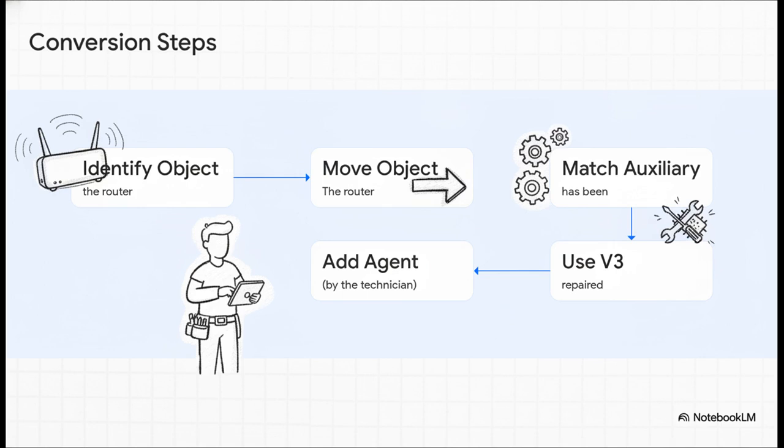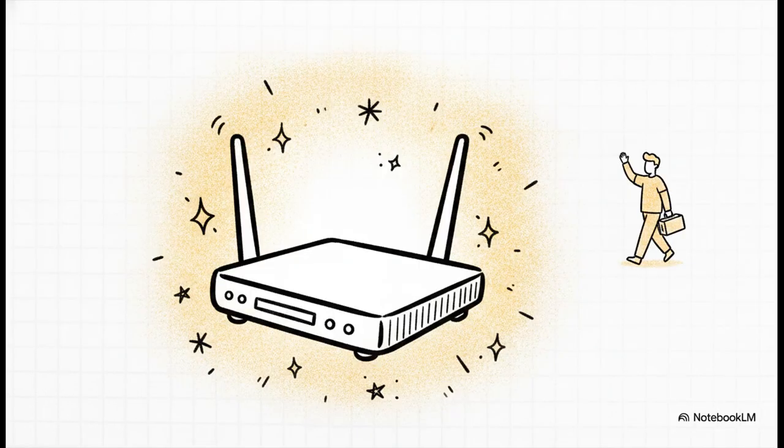Step 3, match your auxiliary verb to this new singular subject and add our required mortar, been, so we get has been. Step 4, drop in your past participle, your V3 verb, which is repaired. And Step 5, add your agent at the end with the word by, giving us by the technician. And boom, there we have our final beautifully constructed passive sentence. The router has been repaired.